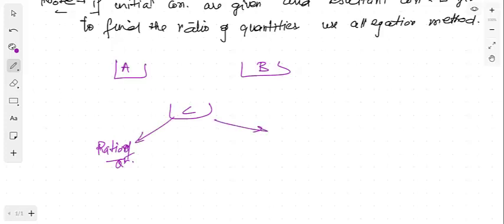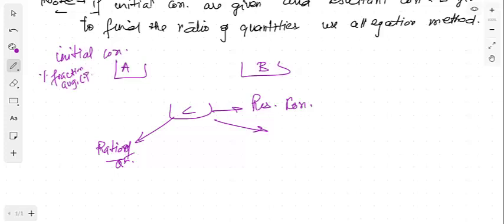A and B are initial concentrations. The C is known as the resultant concentration. ठीक है, this is the allegation method. I am telling you the allegation method. ठीक है, initial concentration can be a percentage, a fraction, or it can be some average, it can be cost price, it can be speed. ठीक है, it can be anything.